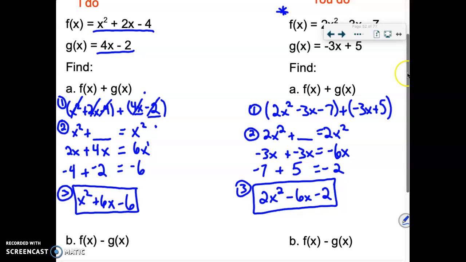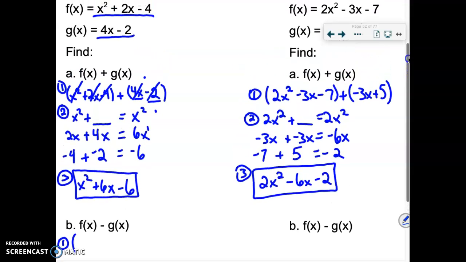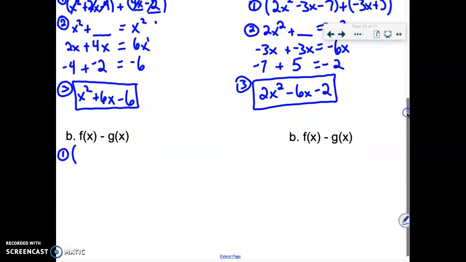And so the same first step is going to exist. I'm just going to rewrite those out. And instead of putting addition in between, I'm going to put subtraction. All right, f of x is x squared plus 2x minus 4. And then I'm going to put minus g of x, which was 4x minus 2.